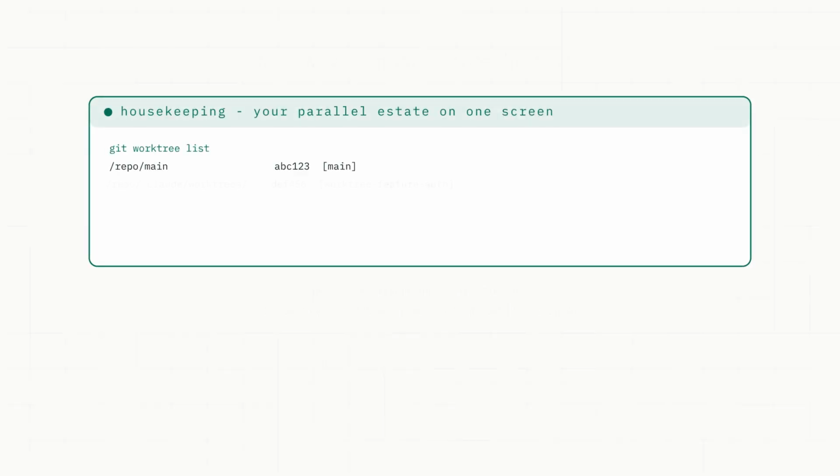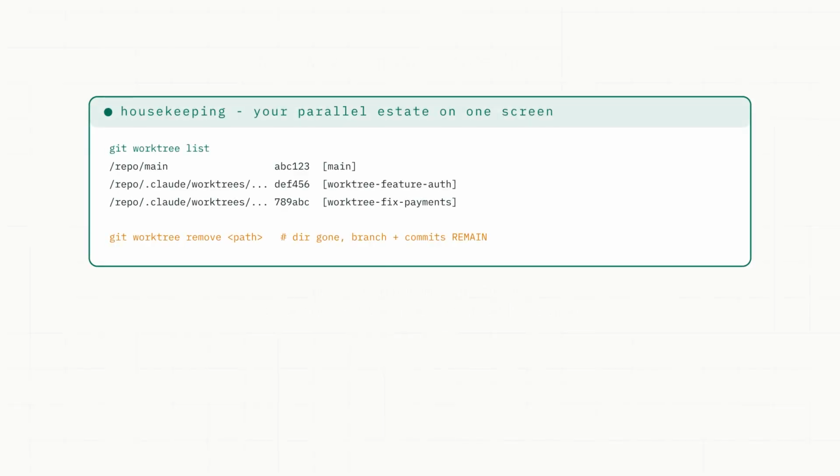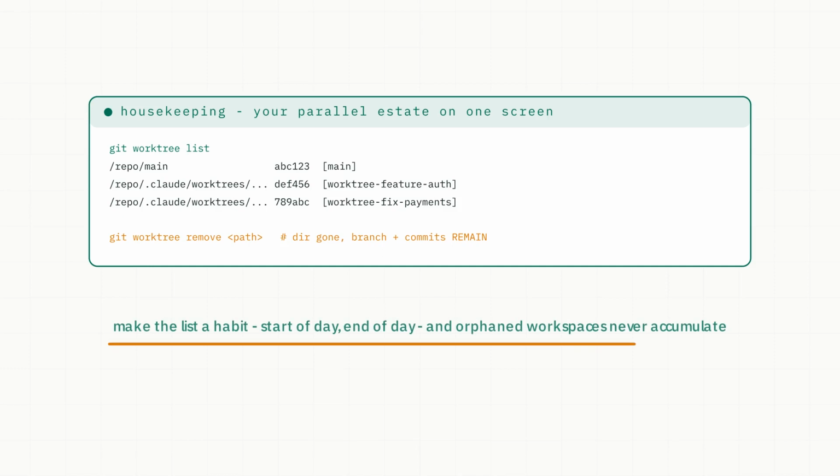Housekeeping while we're here, because worktrees you can't list are worktrees you'll forget. See everything at once with the worktree list command, plain git. It shows every directory, its branch, and its state, your parallel estate on one screen. When a task ships, remove its worktree with the remove command, and the directory disappears while the branch and its commits remain safely in the repository. Abandoned experiments prune away just as easily. Make the list command a habit, start of day, end of day, and orphaned workspaces never accumulate. The estate stays as clean as the workflow.